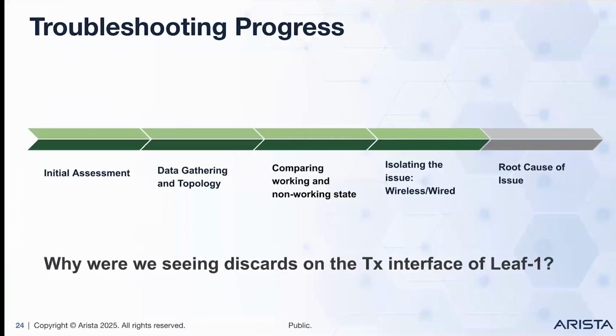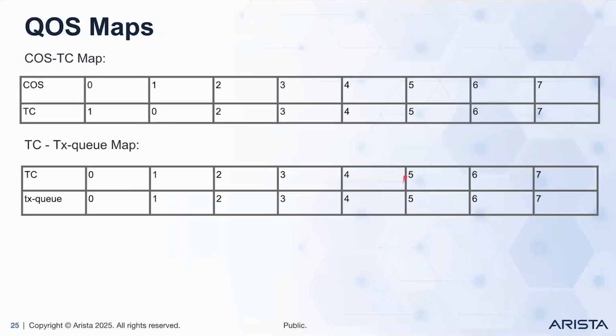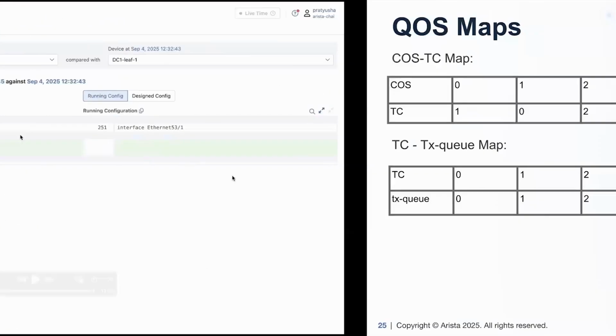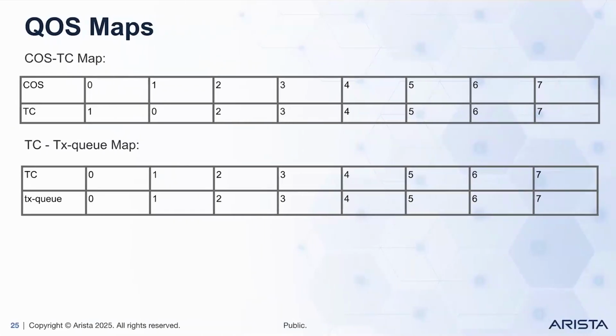For that, let us look at the QoS maps. We know that the traffic for the teachers SSID had an SSID priority set to voice, which meant that the SSID priority voice was mapped to cost tag of 5. And cost tag of 5 here is mapped to traffic class of 5, as we see in the QoS map. And traffic class of 5 here is mapped to TXQ of 5, which is exactly where the shape rate 500 command had been added, which was capping the egress rate to 500 kbps and hence causing all the slowness that we observed.